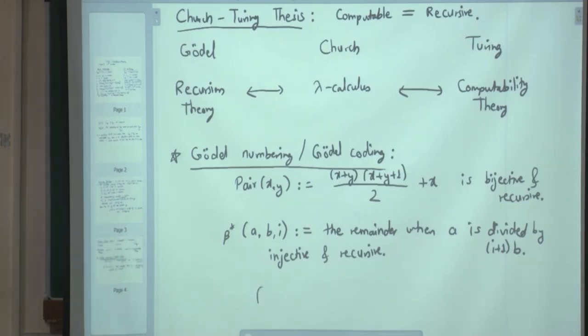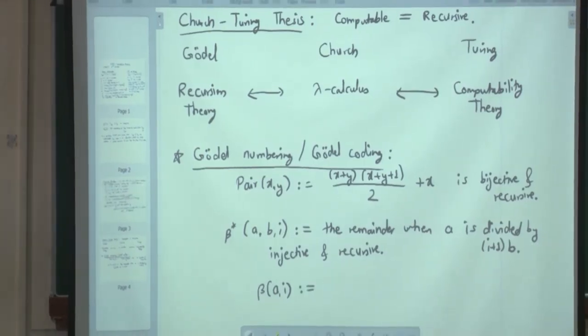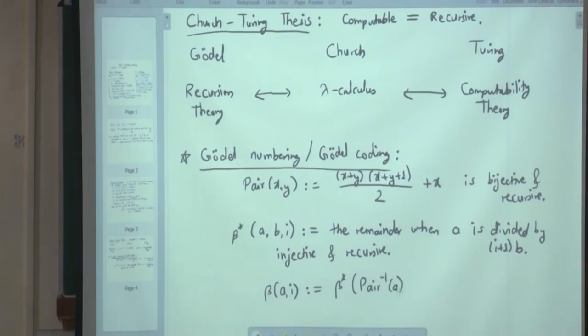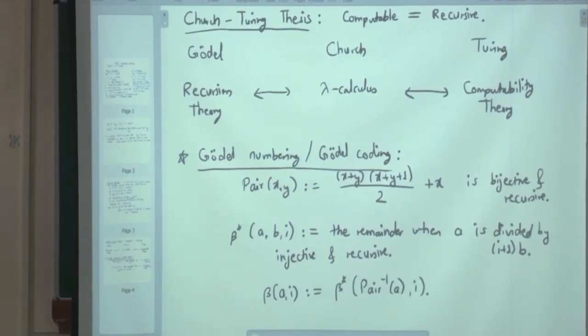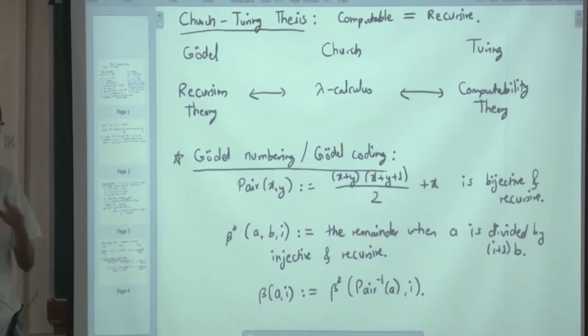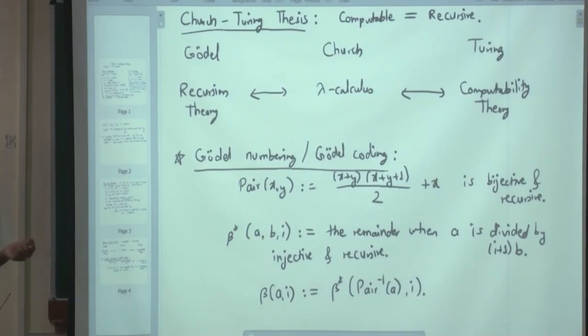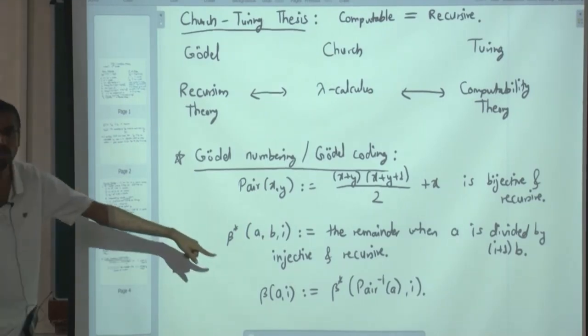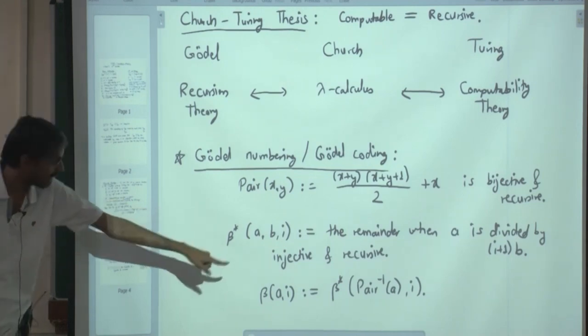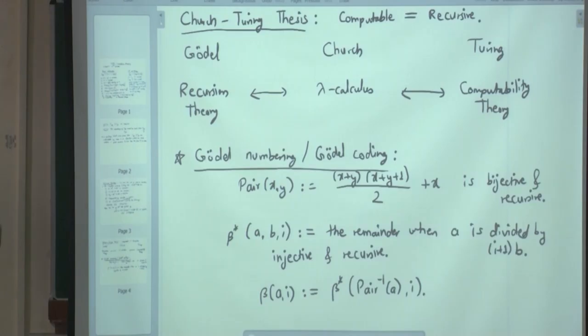And finally, he defined the beta function, which is only on a, comma, I, and which combines both these statements. What he does is he takes beta star of pair inverse of a, comma I. Pair is a function from N square to N, so its inverse is going to be a function from N to N square. So pair inverse will give me two elements, and then comma I. That's what this is. So Gödel's beta function is the key to coding any finite sequence into a single number.